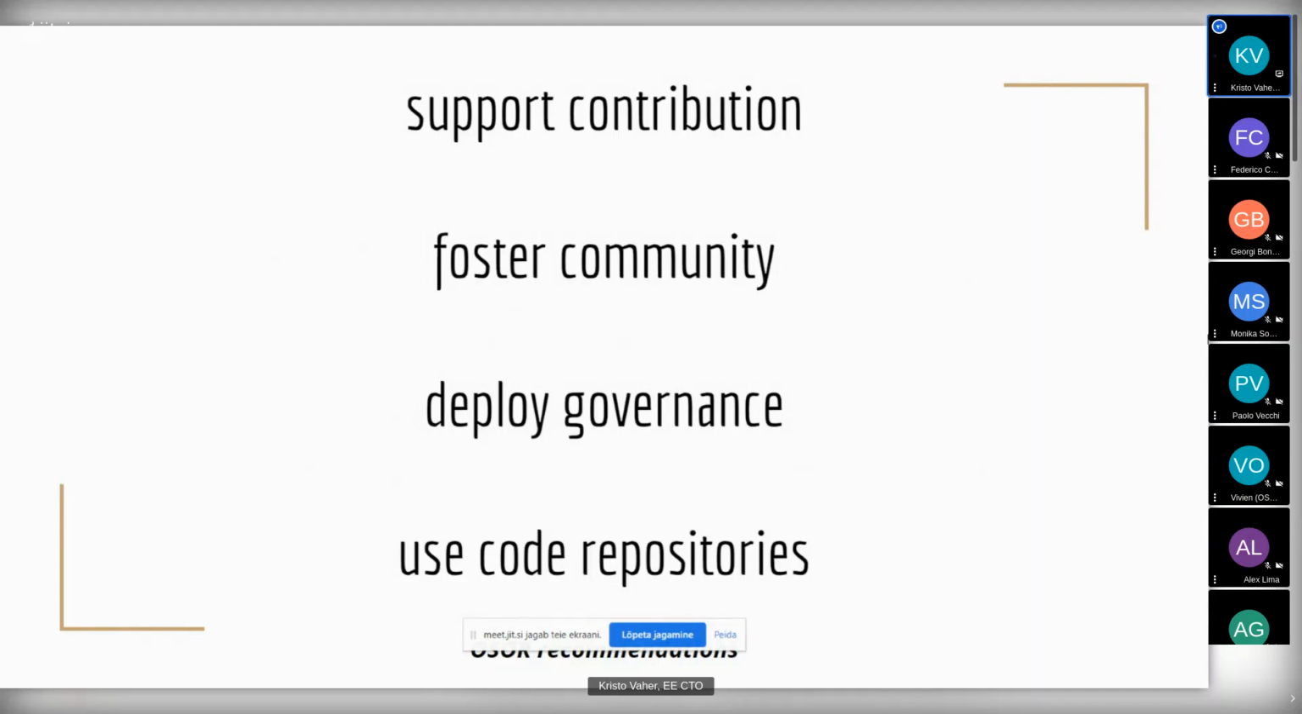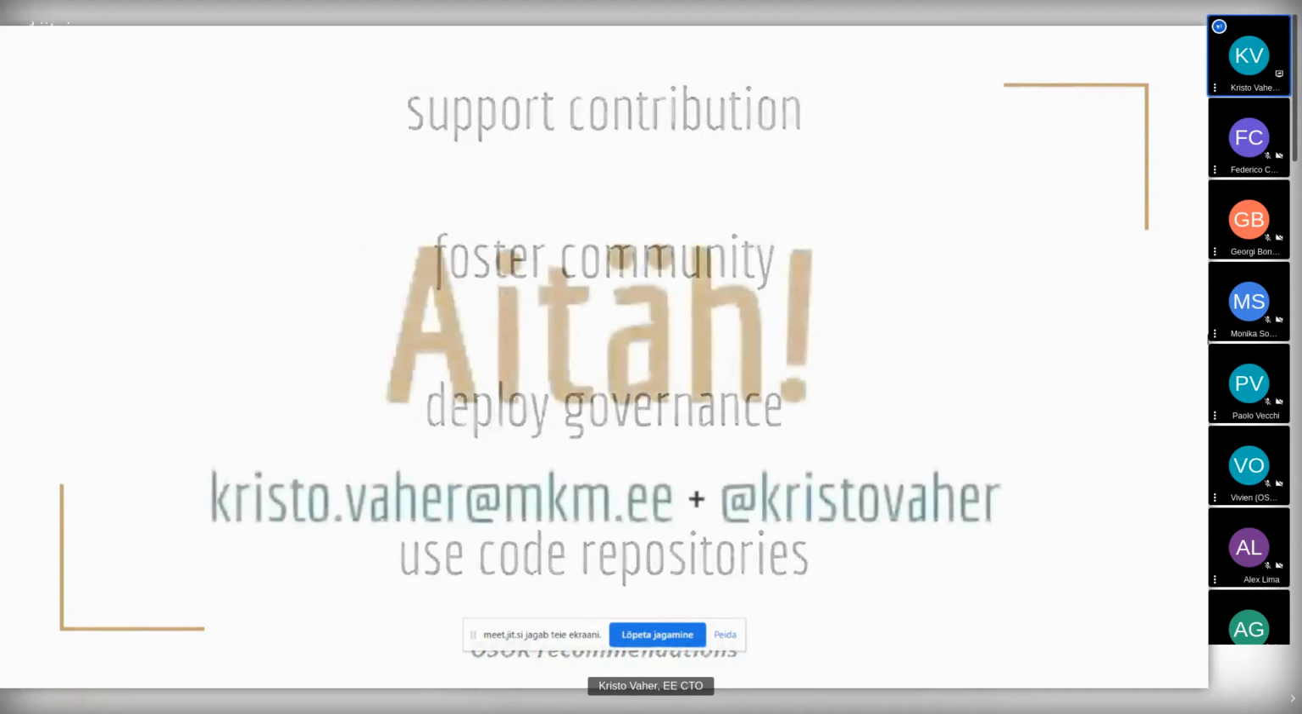Support contribution, make sure that everybody is able to contribute in open source. Foster community, deploy governance, incredibly important. Without governance, you're not going to do open source well, and use code repositories. So these are the overview of Estonian digital government and how we're using open source software, what have been the lessons learned and what could be done better in the future.